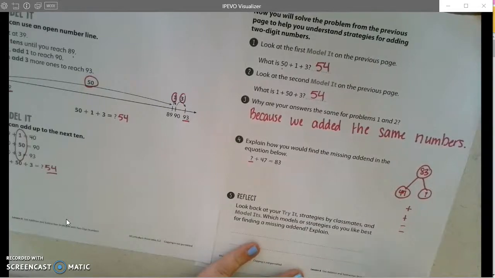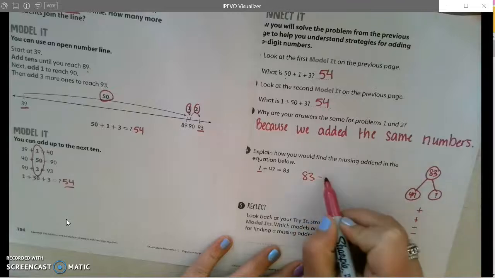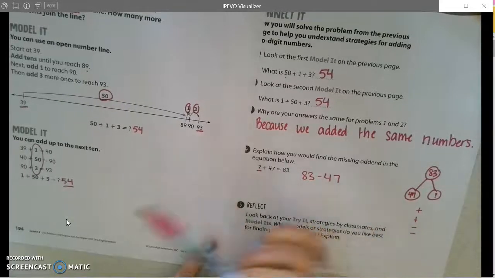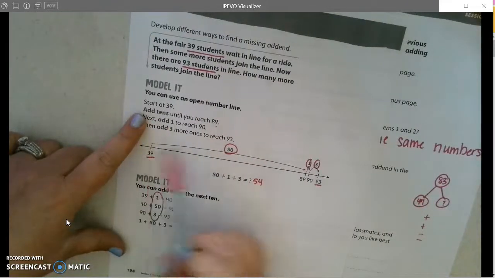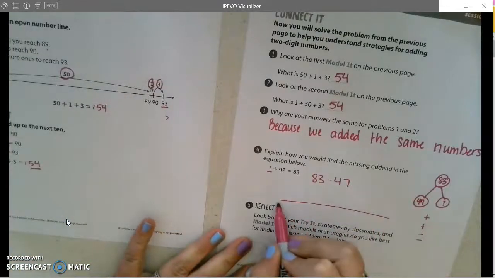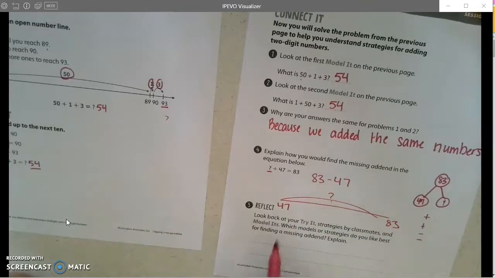Use one of them. I would use the subtraction one. I would do 83 minus 47. Maybe you're going to start at 47 like this did. You're going to start at 47 and you're going to count up until you get to 83. You could do that. 47, 83. Your jump is your answer. What is your answer for here? These are different ways, but you could have your own answer. We're not doing reflected.